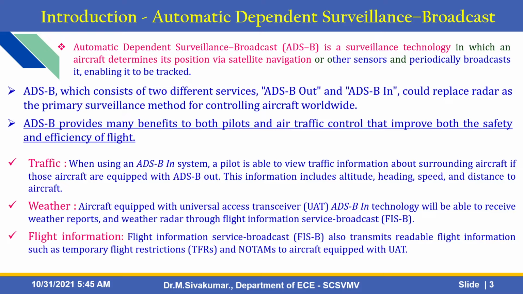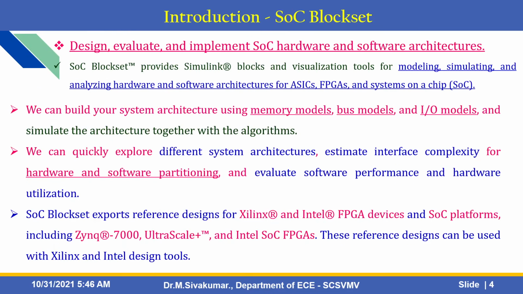In the area of weather, aircraft equipped with the Universal Access Transceiver, simply called UAT, and ADS-B In technology will be able to receive weather reports and weather radar through the Flight Information Service-Broadcast. In the area of flight information, the Flight Information Service-Broadcast also transmits readable flight information, such as temporary flight restrictions and NOTAMs, to aircraft equipped with the UAT, the Universal Access Transceiver.